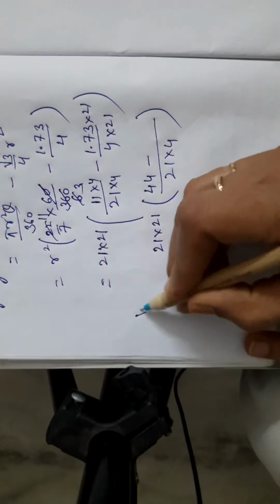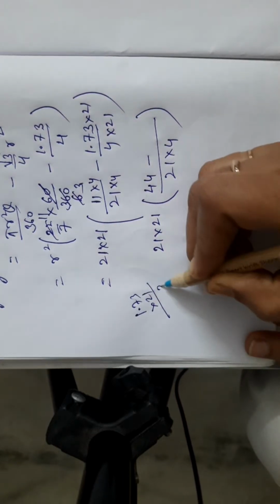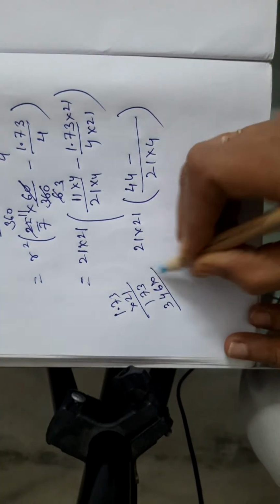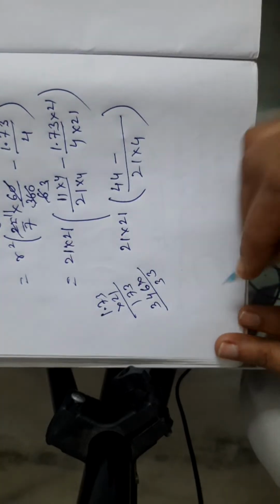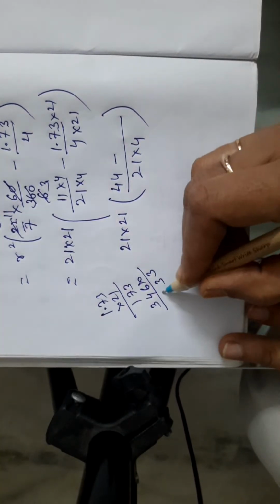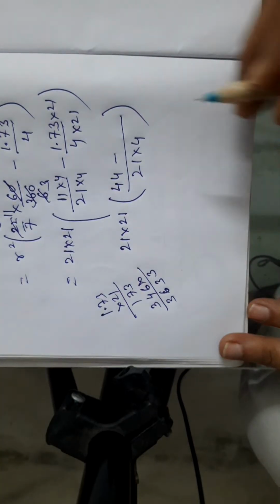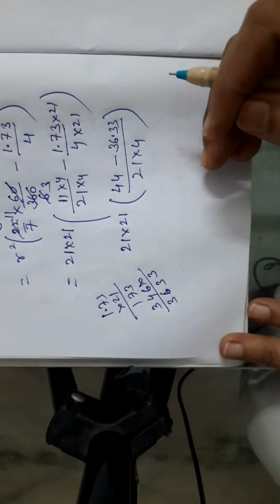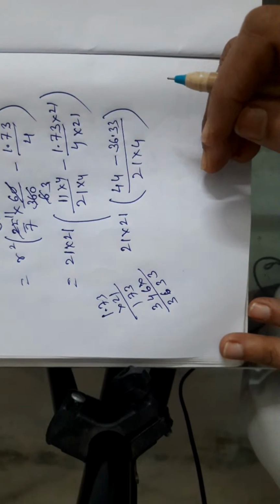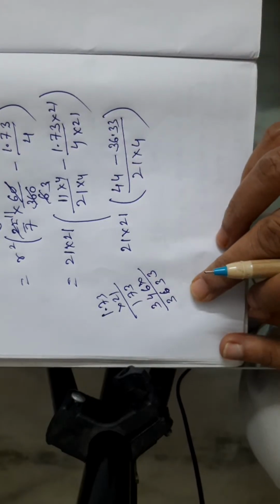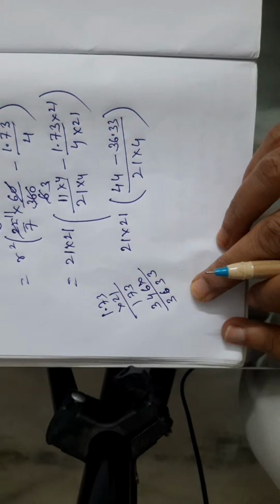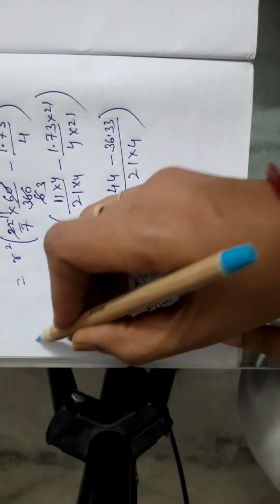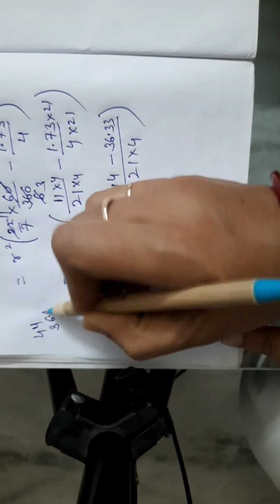So here 1.73 multiplied by 21. Don't try to use a calculator, it will decrease your speed. So it's 36.33. 2 7s are 14 plus 1, 13. 36.33. I think mine is correct. Now subtracting them, 44 minus 36.33.